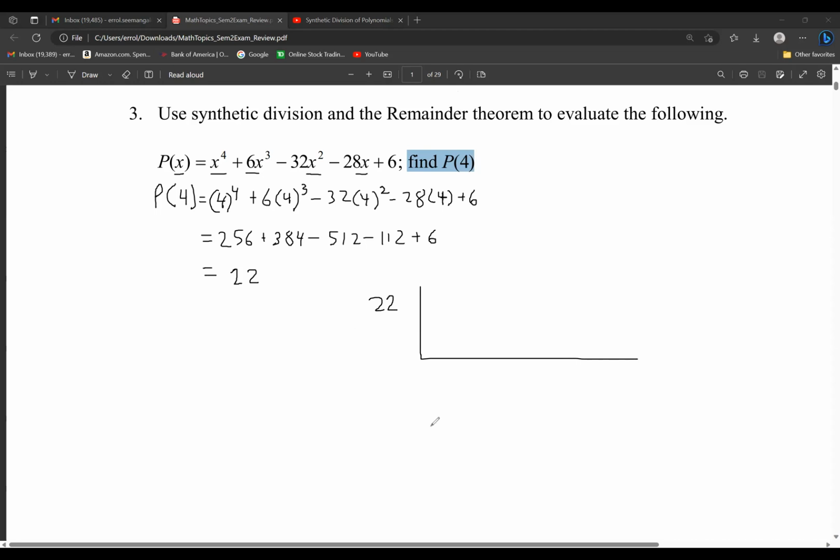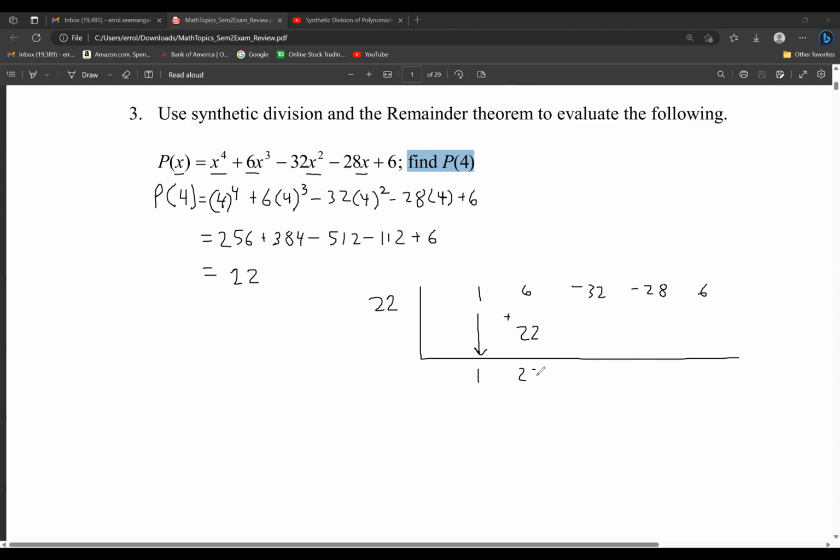Use synthetic division and the remainder theorem to evaluate the following. All right, so coefficients in decreasing order are 1, 6, negative 32, negative 28, and 6. Okay, so bring down the 1. What number is going to go right here? That's going to be 22. Good. All right, so we add them.